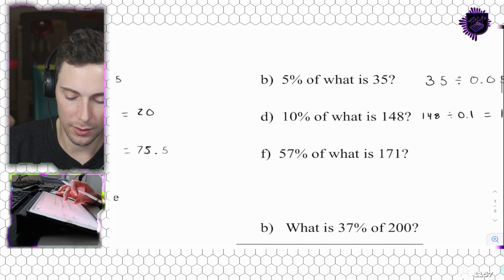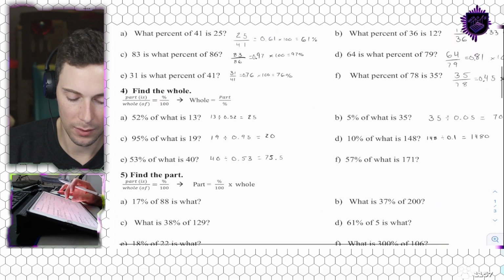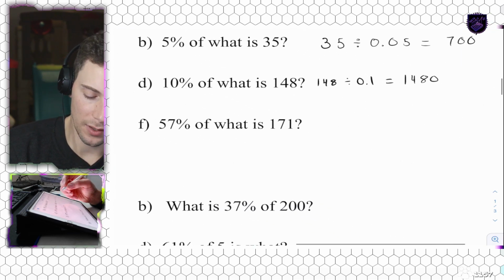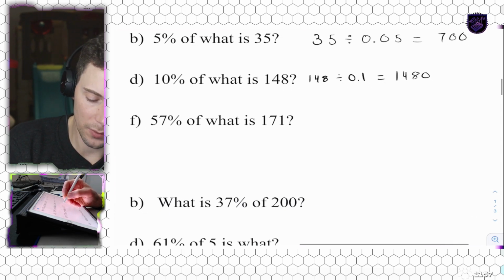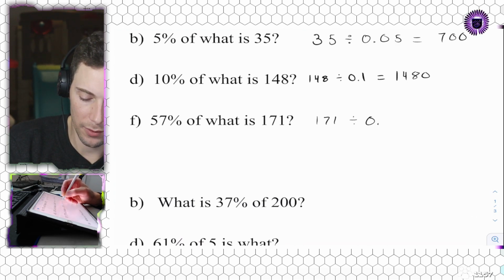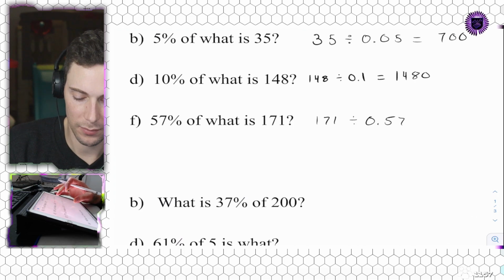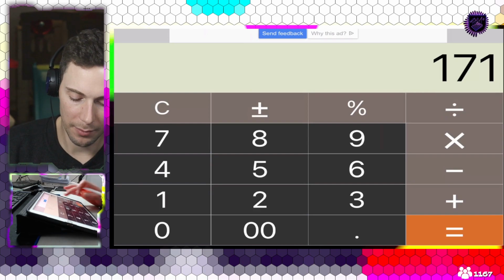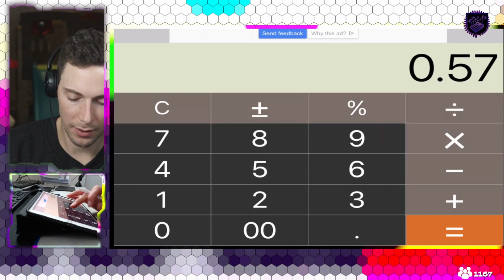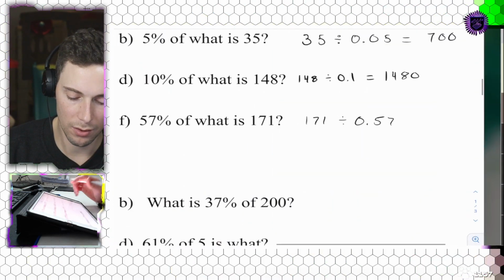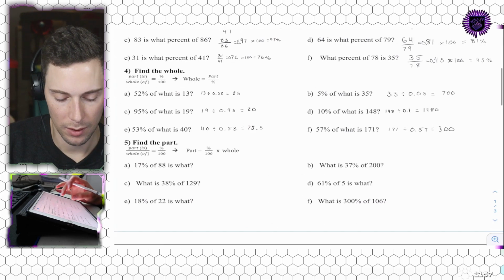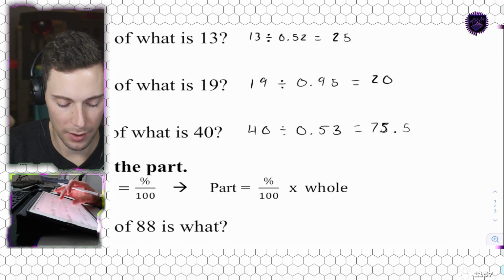57% of what is 171? So 171 divided by 0.57. 171 divided by 0.57 equals 300. 300.